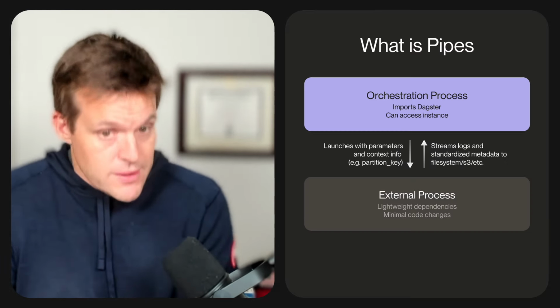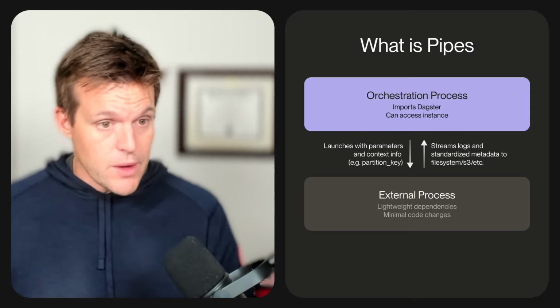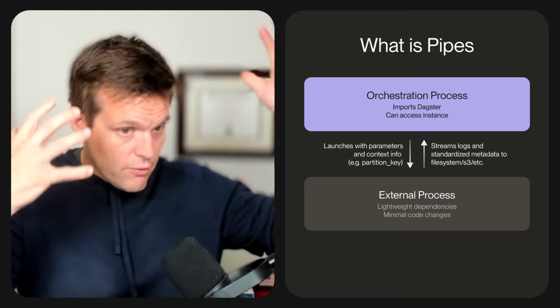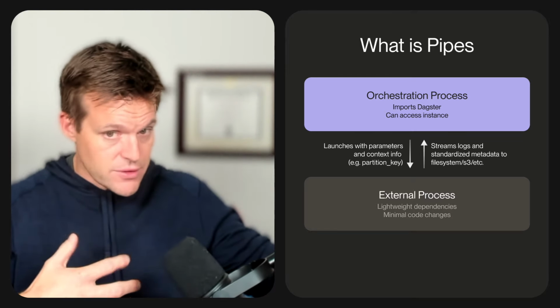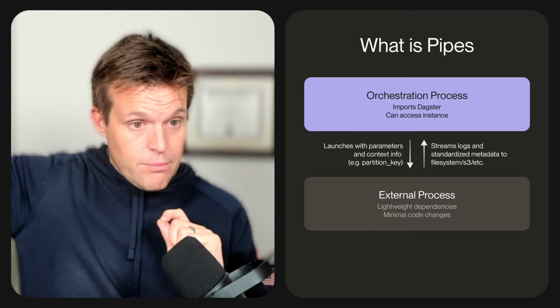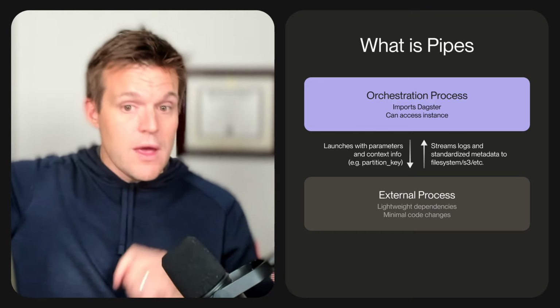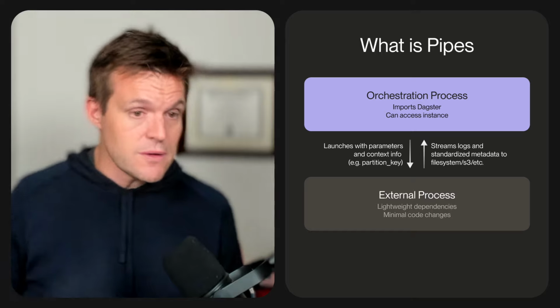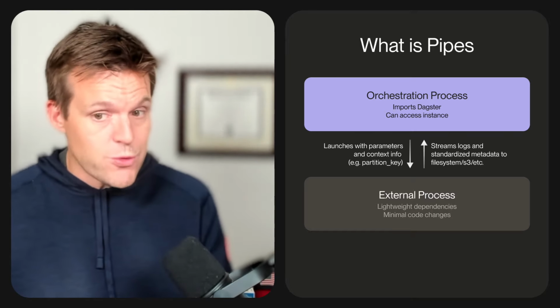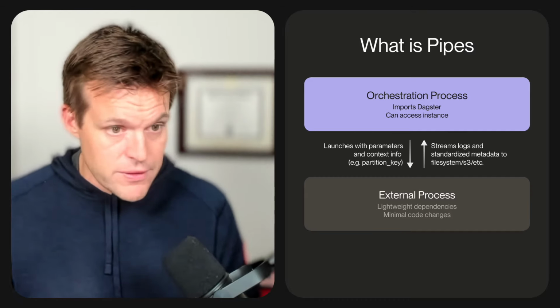So what is Pipes? Here's a high-level view of it. You have code executing in the orchestrator. You have full access to all of Dagster. And what it allows you to do is launch code into that external process. In this case, it's a Kubernetes container. You can pass along context information like partition key. If you're coming from Airflow, that's our equivalent to execution date. It's just more flexible than that.